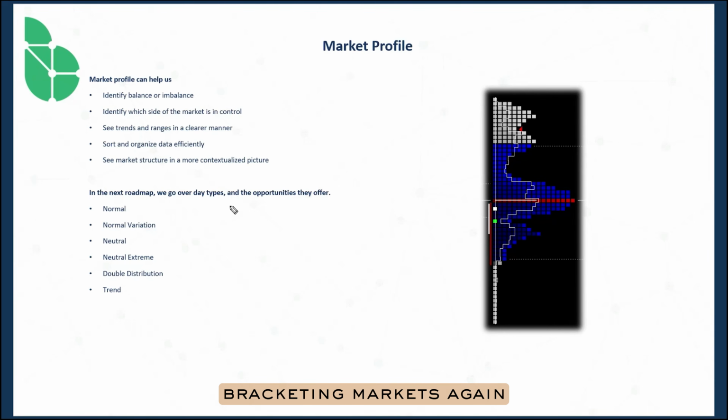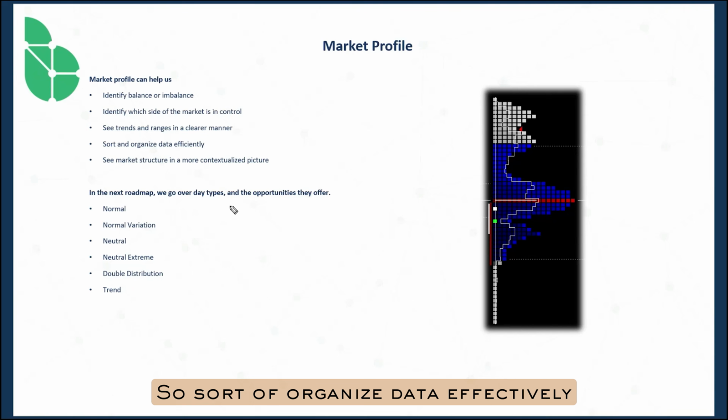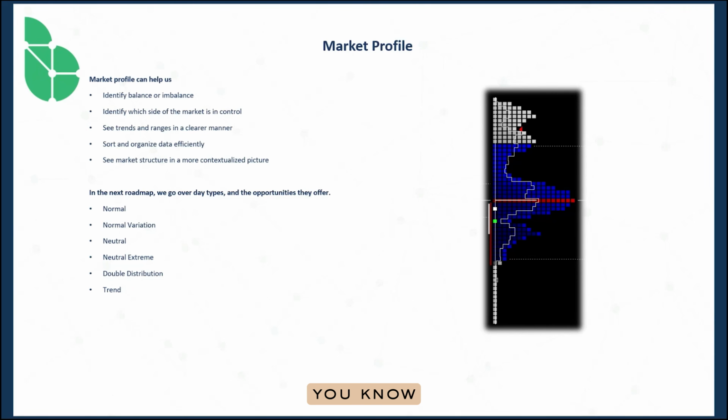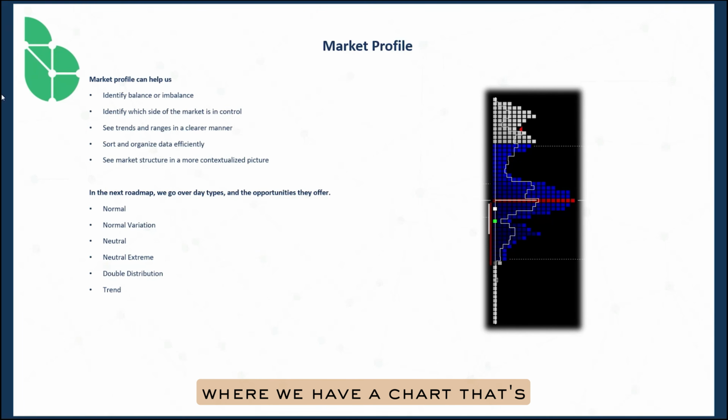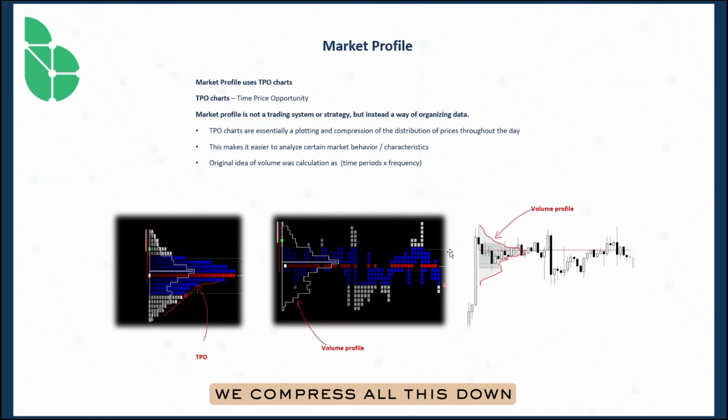And we're talking about bracketing markets again when we're talking about ranges. We referred to that earlier on in the order flow roadmap as well. So, sort and organize data effectively. Rather than looking at something like this, where we have a chart that's completely open, we compress all this down, and now we can see, was the day balanced?